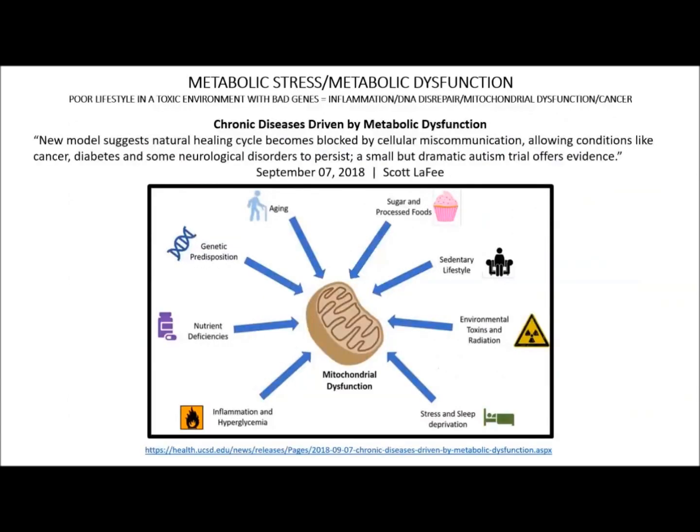Looking back at the environment, looking at what it says, healing cycle becomes blocked by cellular miscommunication, allowing conditions like cancer, diabetes, and some neurological disorders to persist. So looking at mitochondrial dysfunction, metabolic dysfunction, what does it mean? It affects every system in the body because your cells are your powerhouse for your energy and for your reconstruction. And when these things don't get the correct programming and they're in dysfunction, you become in dysfunction and disrepair. So environmental, lifestyle, and genetic factors.